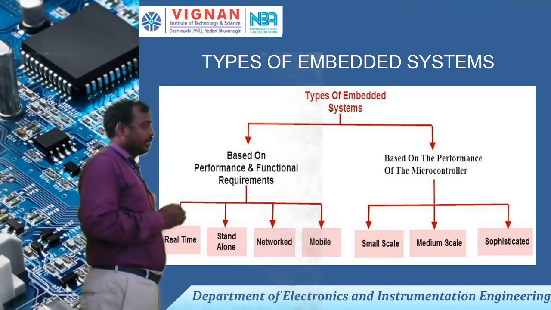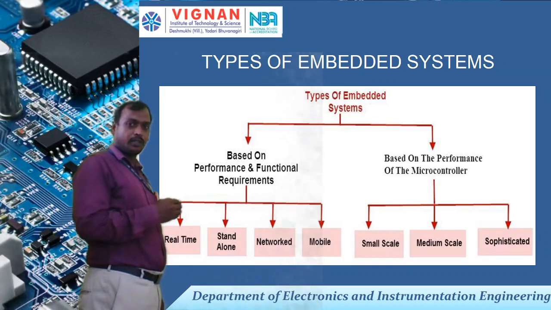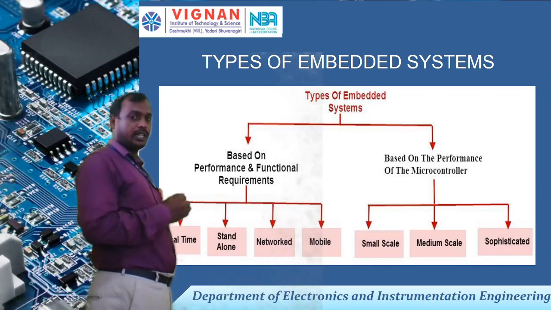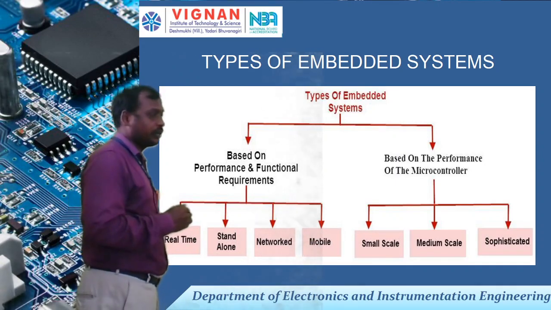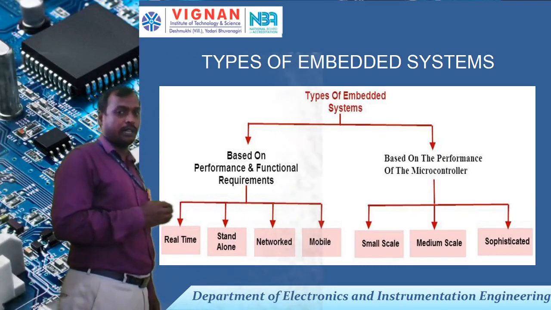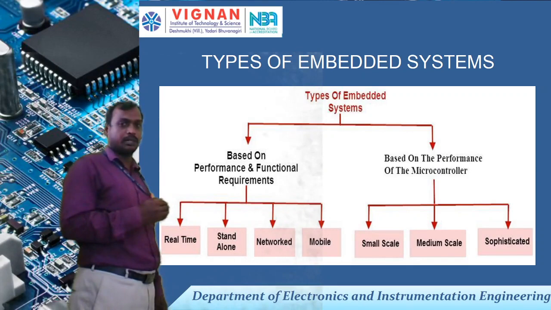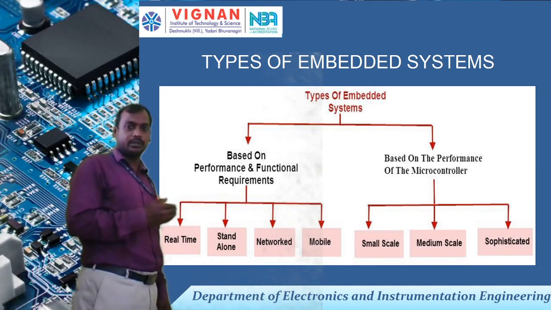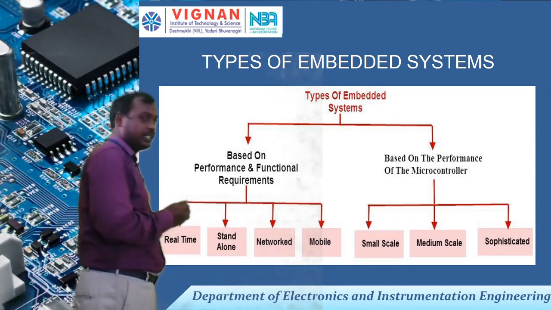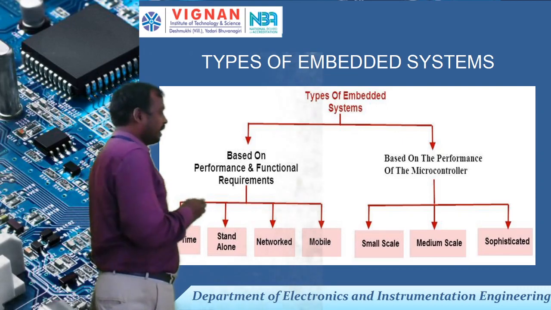Then ATmega32, and here the ARM7 processor, these are what we are using in medium scale embedded systems. Here we can use an RTOS, a real time operating system, or we cannot use an RTOS. Examples are the washing machine and the air conditioner, AC, and so on.